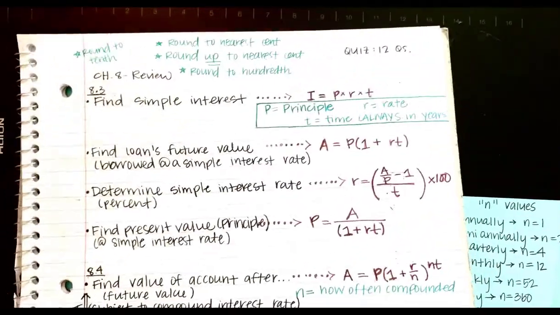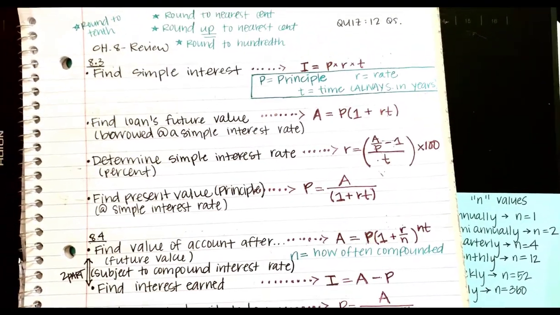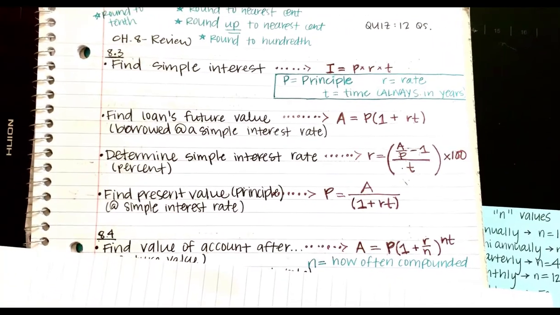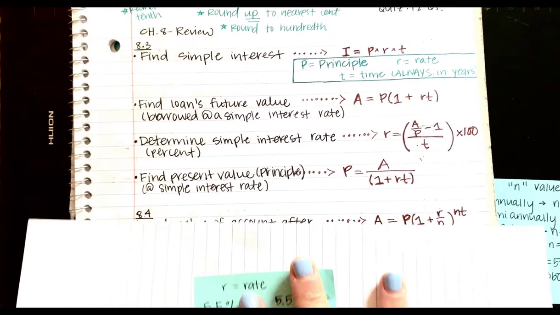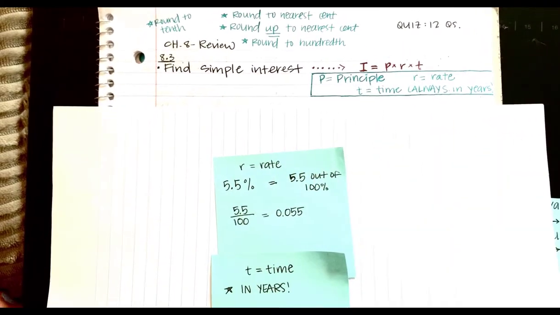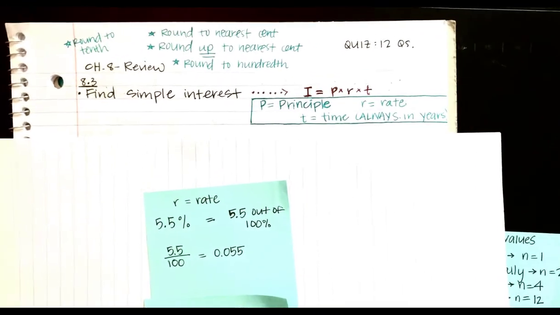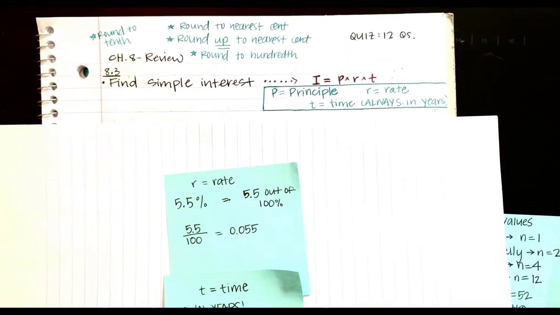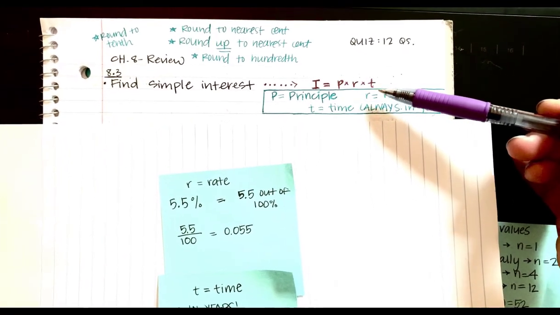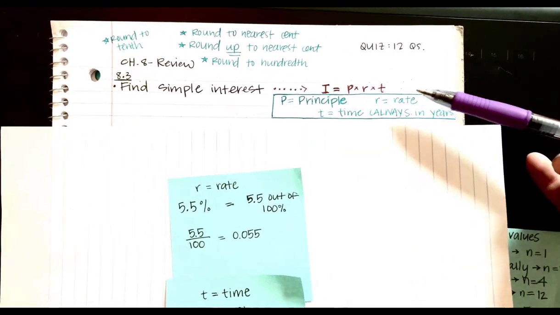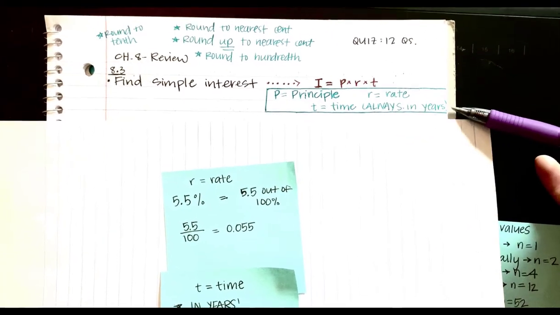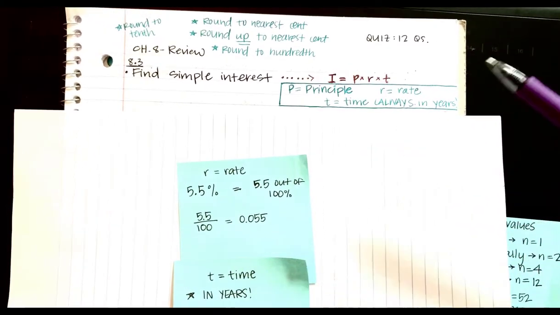Chapter 8 is over personal finance. Chapter 8 quiz has 12 questions. So let's just start at the very beginning. So question number 1, find simple interest. Our simple interest formula is this: I equals P times R times T. P is our principal, R is our rate, and T is our time. Our time is always in years.